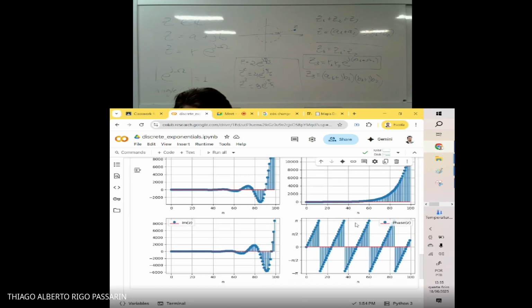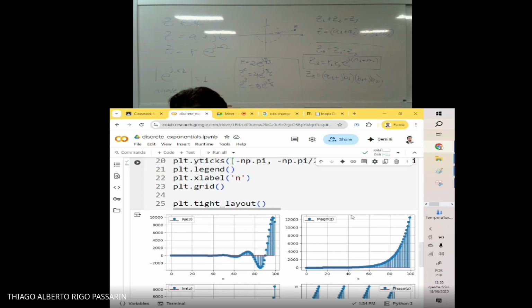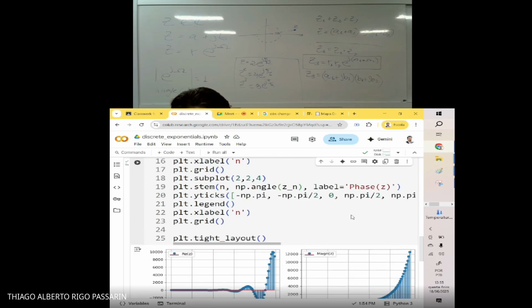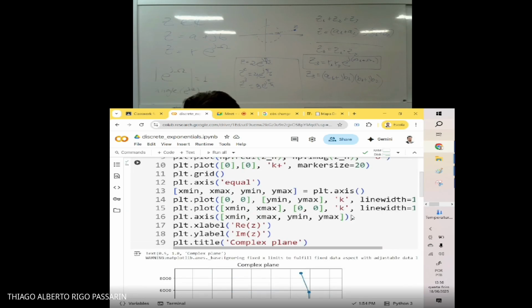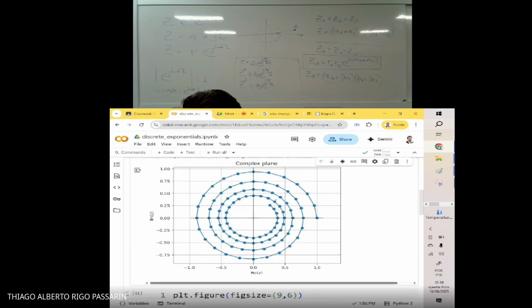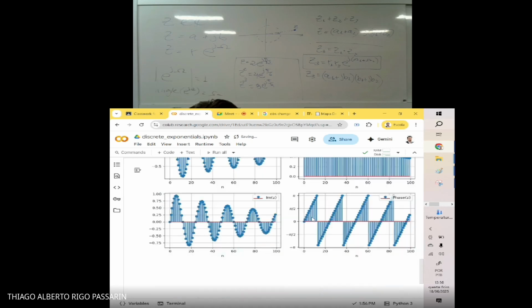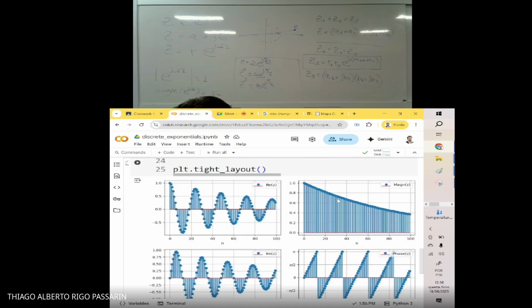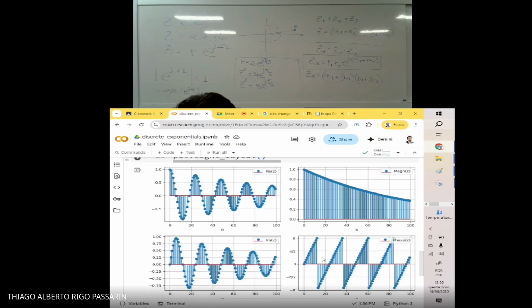What should I do to have exponential decay instead of growth? If my radius is less than 1, for instance, 0.99, then I'm going inside. I'm converging to the center. So here's my exponential decay. Nothing changes with the angle. And here, real and imaginary parts of the function.